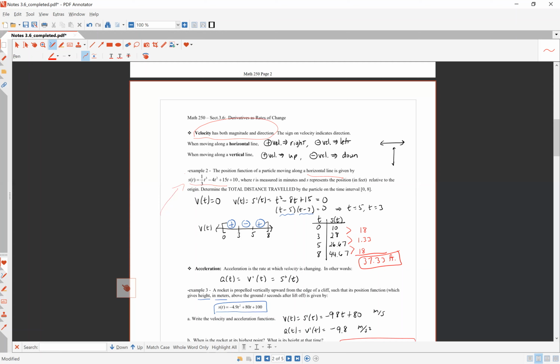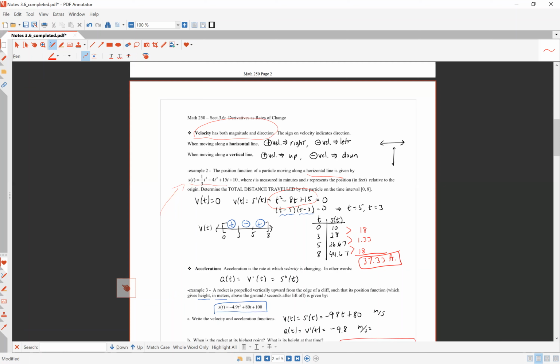The velocity function is t squared minus 8t plus 15, and you set it equal to 0. Well, it factors out nicely, and we see that we change directions at 3 minutes and 5 minutes. So we start going to the right, and from 0 to 3, the velocity is positive. Then at t equal to 3 minutes, the velocity is negative.